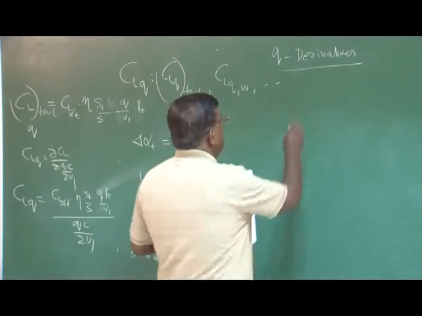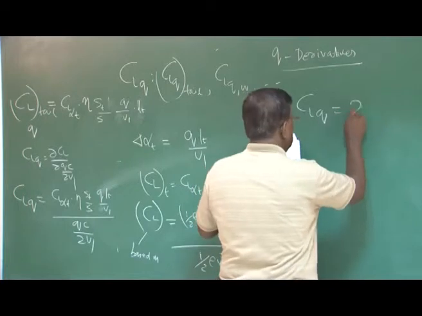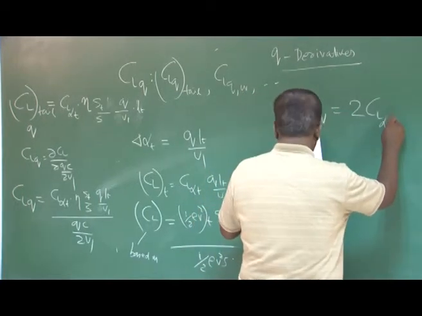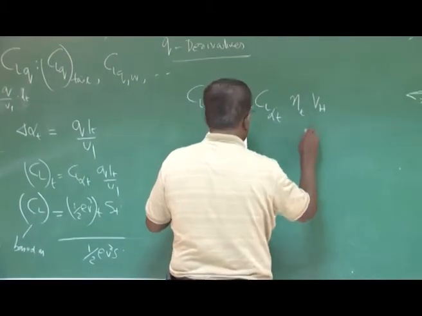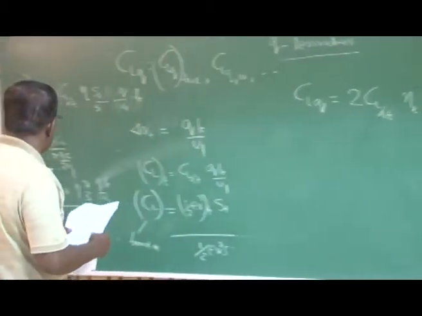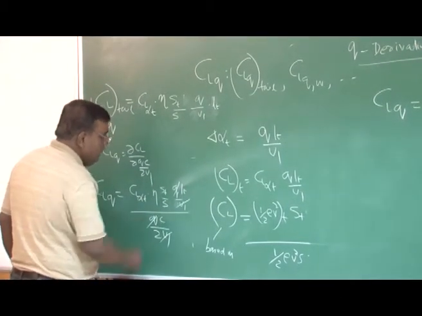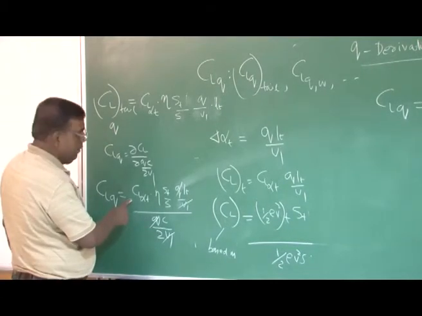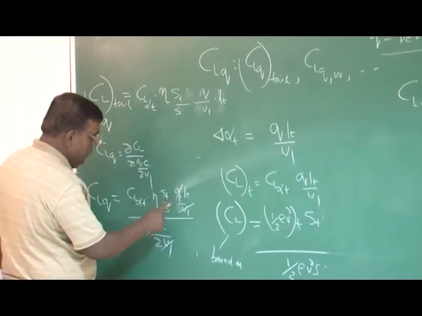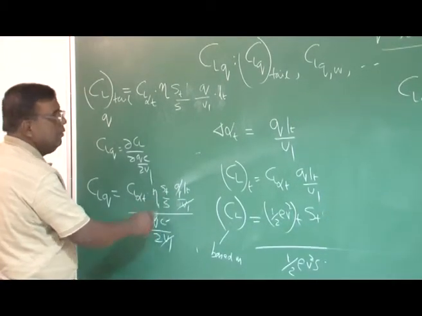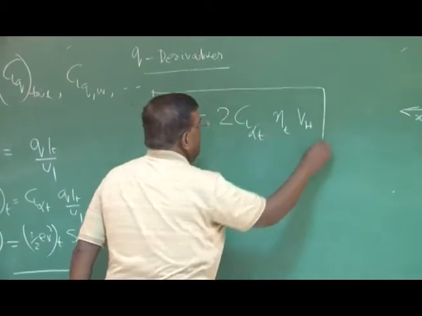So I will get a C_LQ expression as 2 C_L alpha tail into eta tail V_H. That is all. You see here. If I do this, this gets cancelled, U1, Q1 get cancelled, this 2 goes up. So 2 C_L alpha tail, eta_T is here, S_T L_T by S, this C bar makes it V_H. So V_H is here. So this is the expression for C_LQ.